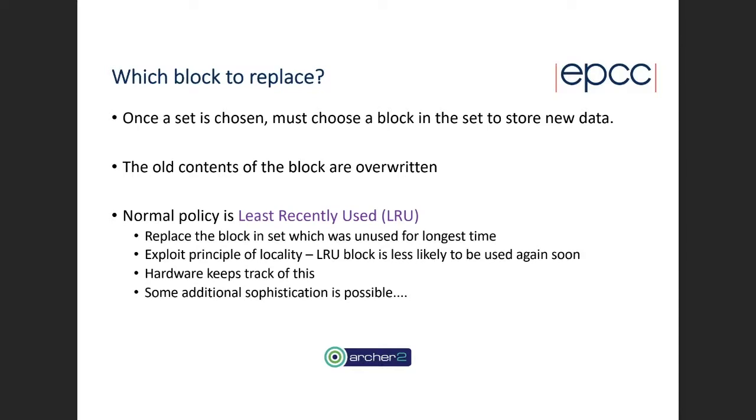Once we choose a set, then we have to choose a block in that set to store the new data, and the old contents of that block get overwritten. The normal policy, roughly speaking, is what's called least recently used. We'll replace the block in the set which has been unused for the longest time, and the hardware keeps track of that. This is basically trying to exploit the principle of locality. The least recently used block is less likely to be used again soon. It might not be, but on average, it probably will be. So that's roughly the scheme. Some additional sophistication is possible and is present in a lot of caches, but roughly speaking, it's the least recently used block that gets thrown out.